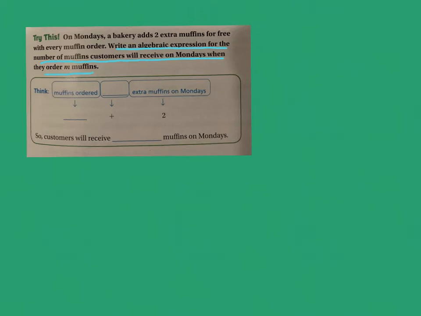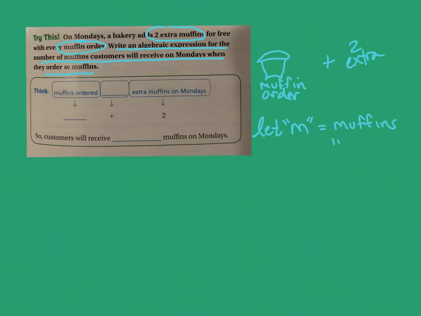We don't know how many muffins they're going to order, right? We know that they get 2 extra muffins for every muffin order. I don't know how many muffins are going to be in that order, but let's go ahead and draw a picture. Pretend that's a picture of a muffin. Let's call this picture of a muffin the muffin order. We don't know how many they're ordering in that order, but if they order that, they get 2 extra muffins, right? So whatever that muffin order is, we don't know how many are in that. So let's let M equal the amount of muffins in that order.